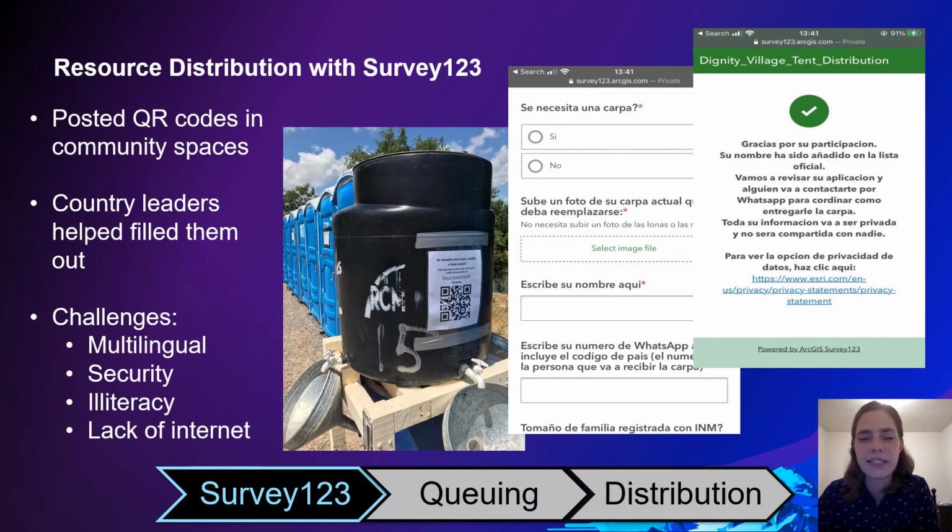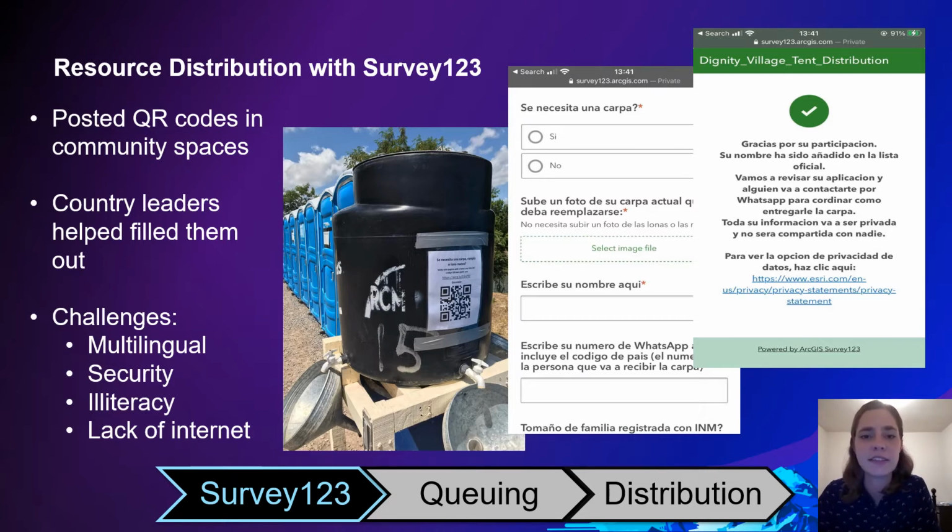The surveys were accessed via QR codes that were posted throughout various locations within the camp. The surveys asked for basic contact information, a photo of the broken tent if available, and family demographic information. Single parents, pregnant women, families with infants, and families with a disabled member were prioritized.